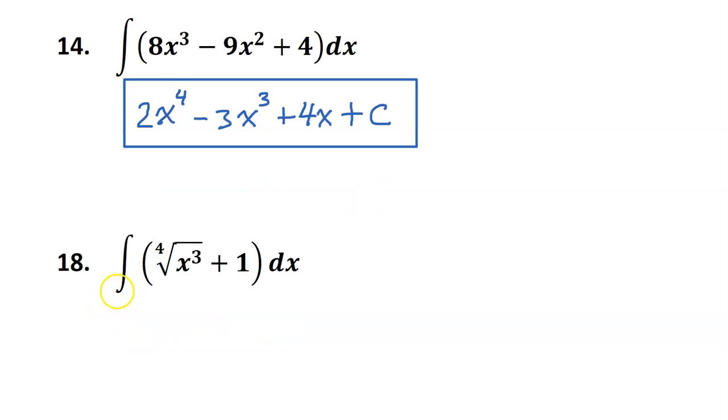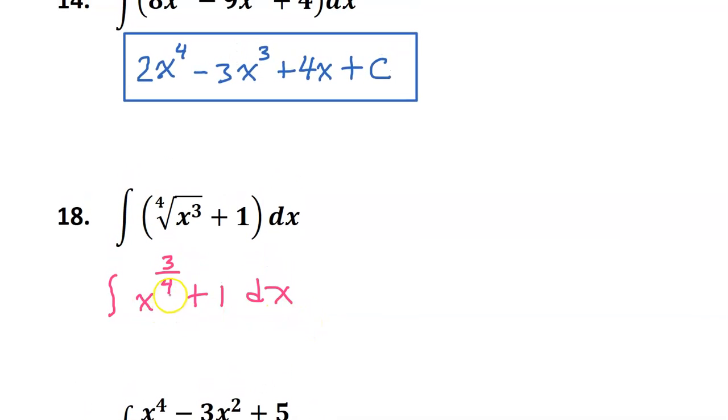For number 18, I would rewrite the integral first. The fourth root is the same thing as x to the 1/4 power. So that's going to turn x to the third power into x to the 3/4 power. A fractional exponent is always in the form power over root. So that 4 is your fourth root. And we'll just leave the plus 1.